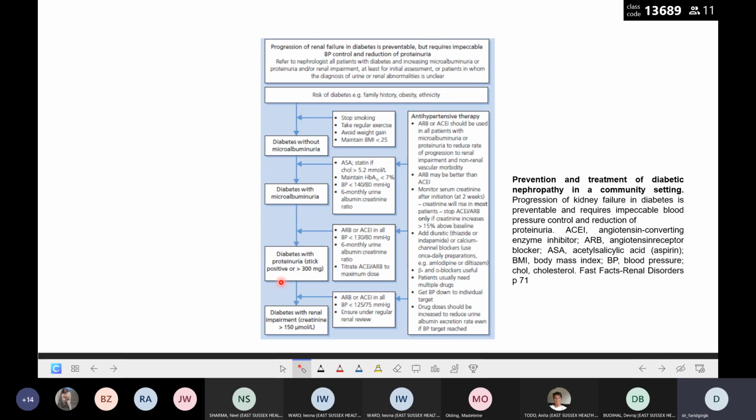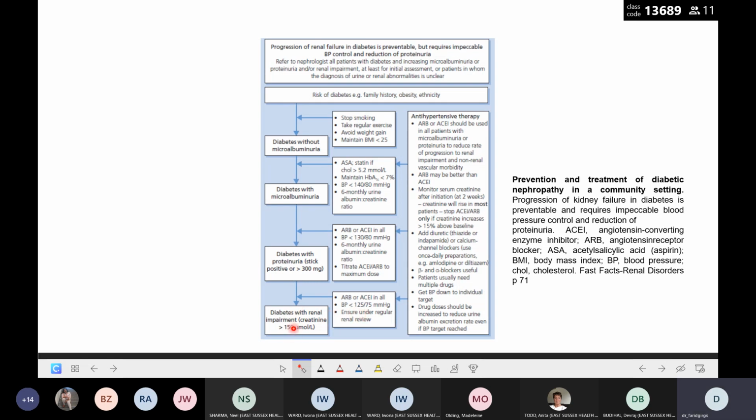Then we go to the third stage when the patient has diabetes with proteinuria, and the proteinuria now is overt proteinuria. You can check by the urine dipstick, and it may reach up to nephrotic range of proteinuria. In this case, we have the same principle, ARBs or ACE inhibitor in all patients, but the blood pressure target here goes down to 125 over 75 millimeters of mercury, and ensure that the patient is under renal review.